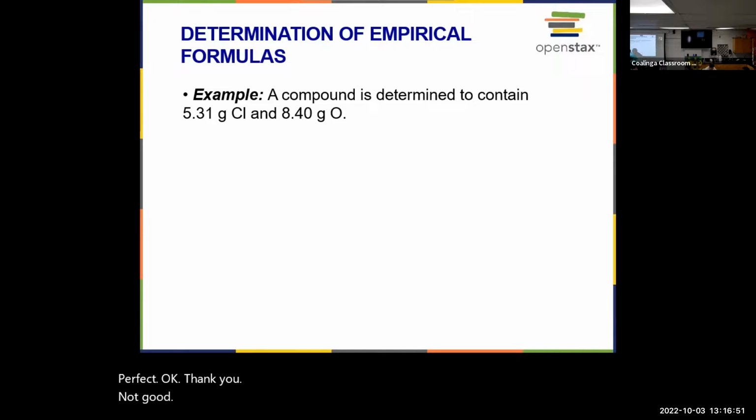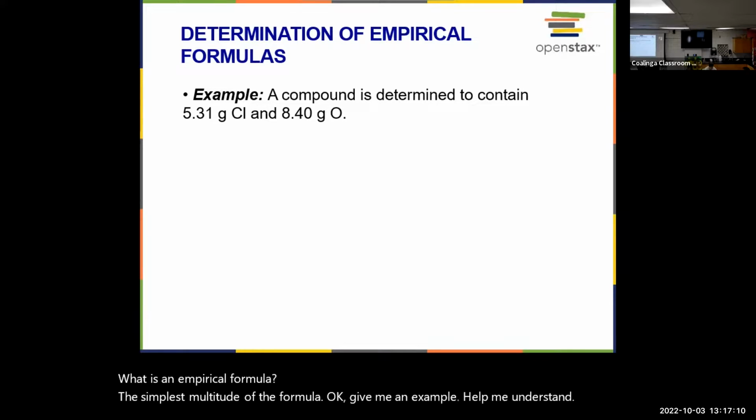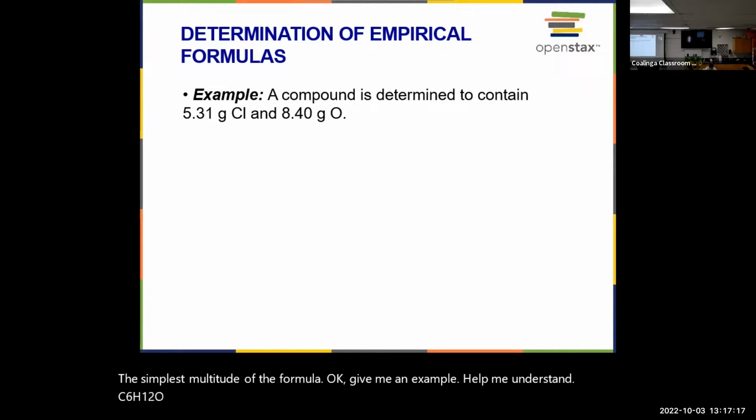Okay, so we talked about empirical formulas, right? So what is an empirical formula? The simplest ratio of the formulas. Okay. Give me an example. Help me understand. C6H12O6 down to CH2.